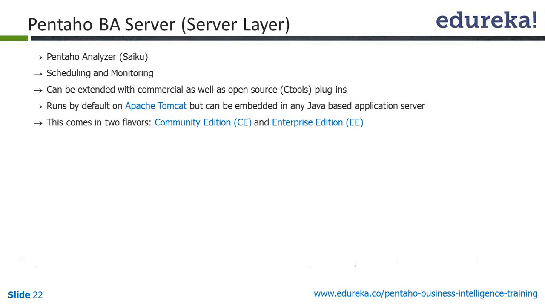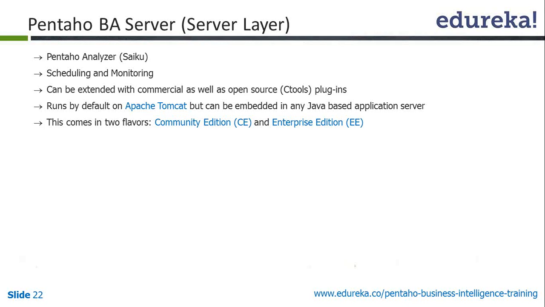Mondrian is basically a Java-based platform for analytics purposes, and MDX is Multidimensional Expressions. It's similar to SQL basically, so it's for query purposes that we have it with Mondrian. And Pentaho Report Designer, again we'll see in detail, is for the designing of reports and everything. And Pentaho Analyzer is basically for ad hoc reporting.